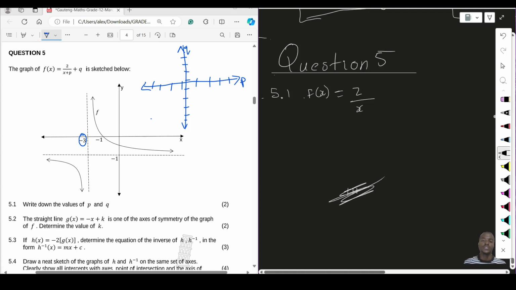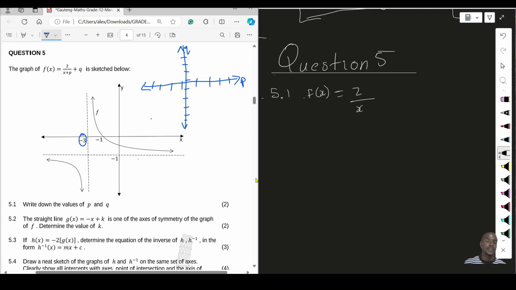So let's try to figure out the answer. So p is the movement in the x. So we know that it went 3 units to the left. So we can just say p is equal to 3. Then q, the graph then went down how many units? Negative 1. So we will say negative 1.